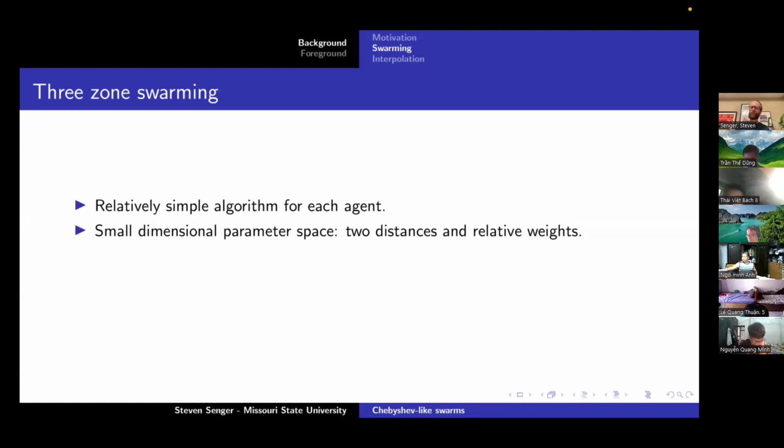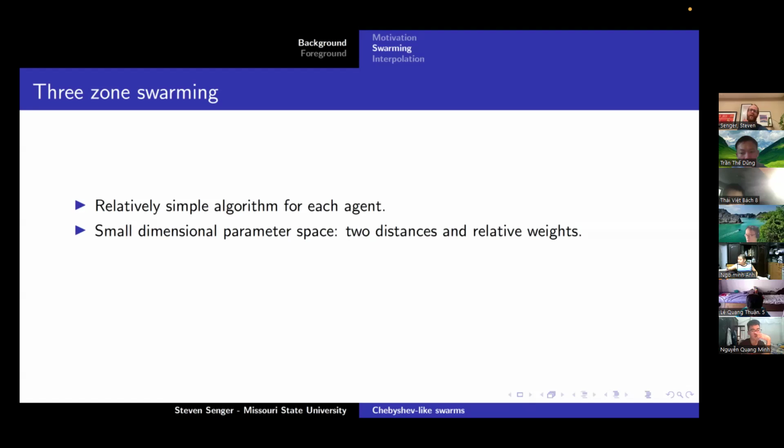Well, if we think about the three-zone swarming model, it just has two distances and then the relative weights of those distances. So remember I said about the high priority, medium priority, low priority. So I could weight those. Instead of just saying do this, if not, then do this, if not, then do this, I could actually just give them weights. I could say, okay, here's your repulsion direction, and here's how much you want to repel. Here's your orientation direction, and here's how much you want to orient. And then here's your attraction direction, and here's how much you want to attract.